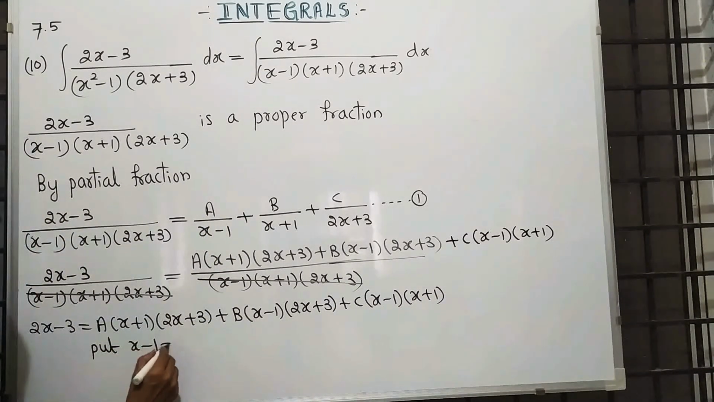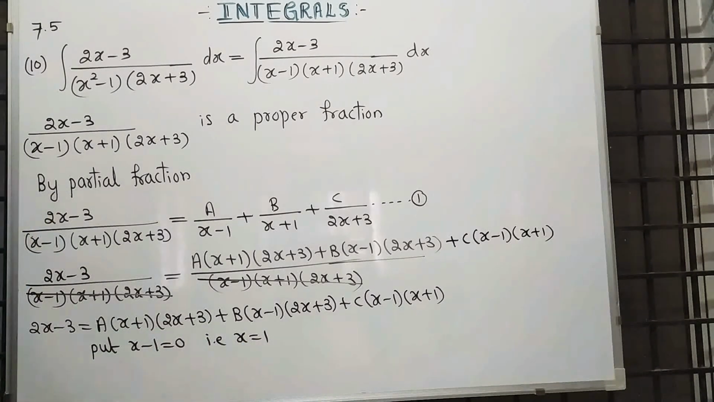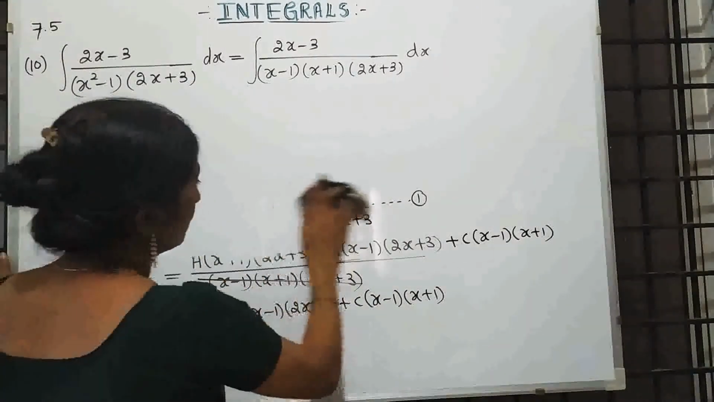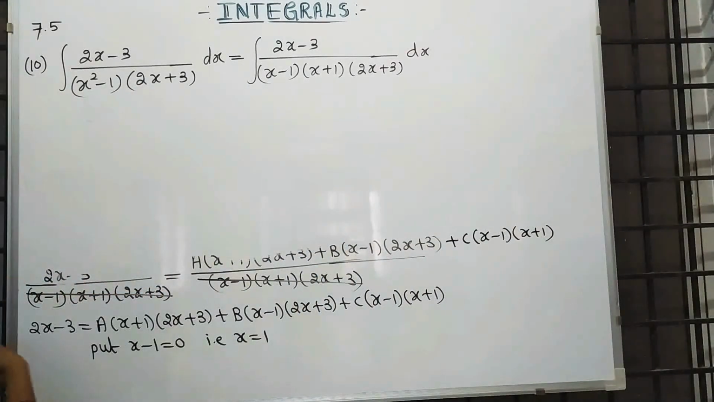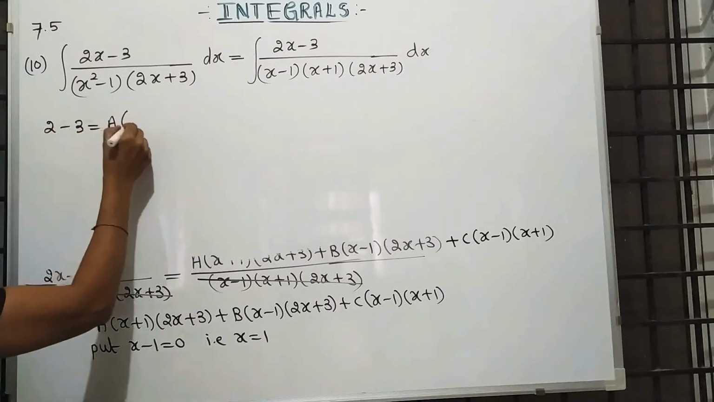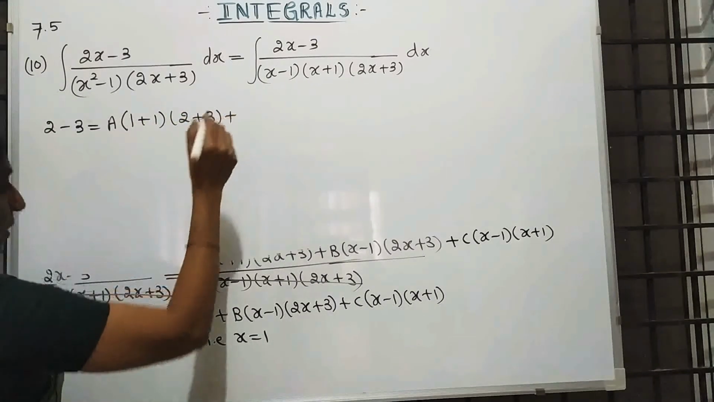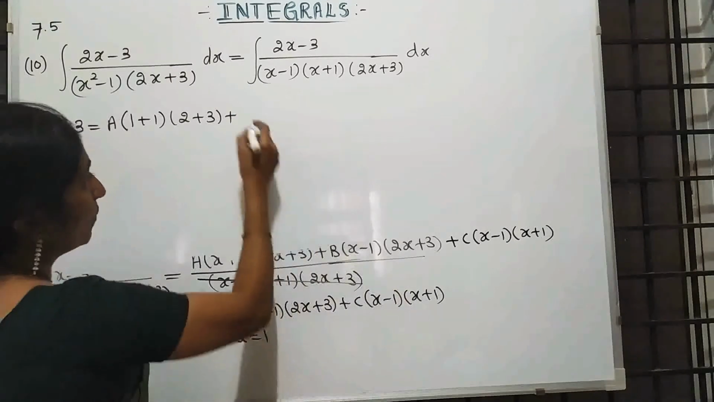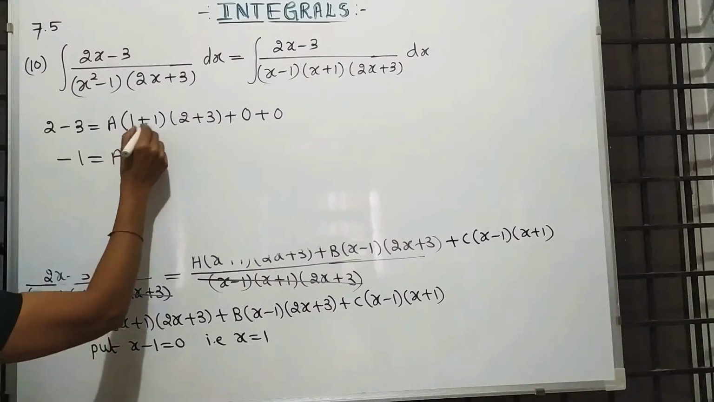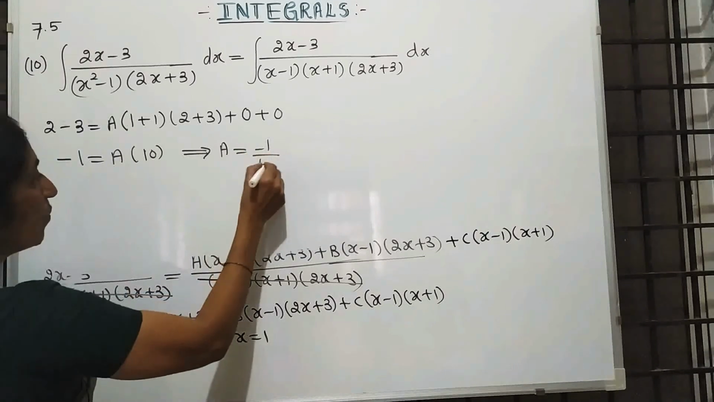Put x minus 1 is equal to 0, that is x is equal to 1. It is 2 minus 3 is equal to a into (1 plus 1)(2 plus 3), b into 0, c into 0. Minus 1 is equal to a into 2 and 5, that is 10, which implies a is equal to minus 1 upon 10.